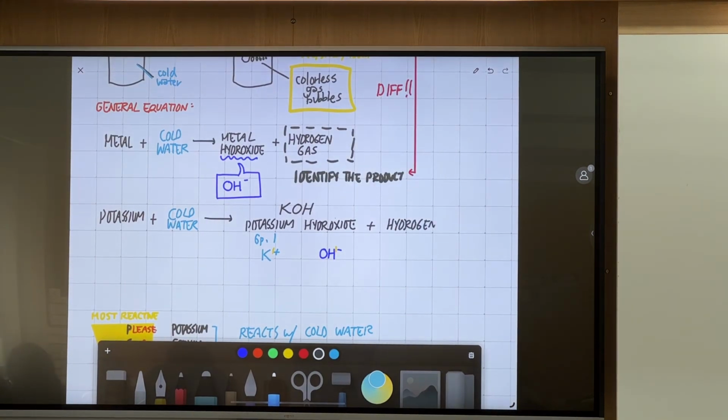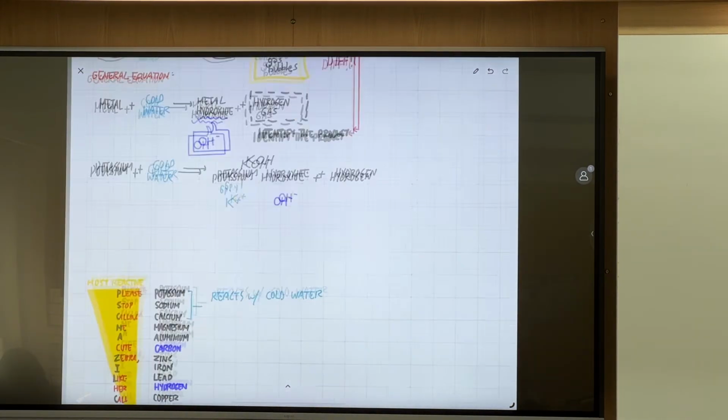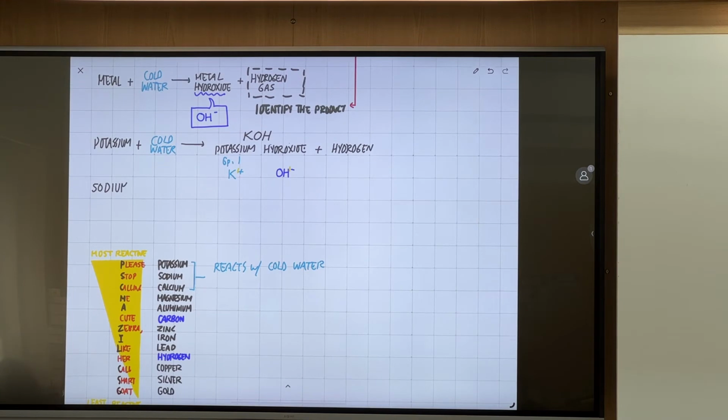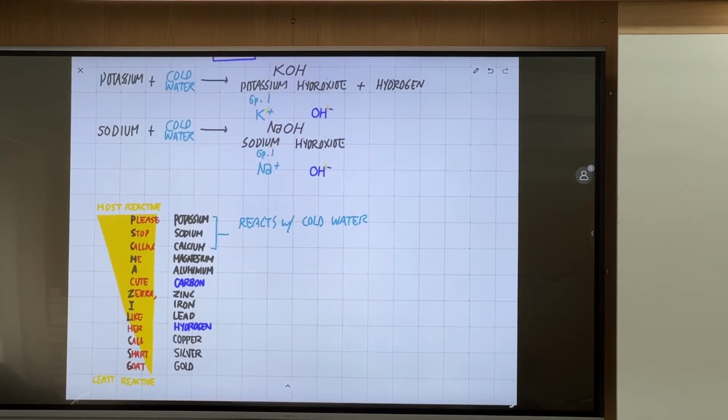What about sodium? Let's try two more equations here. What about when you have sodium and cold water? What do they react to give? Sodium hydroxide. So what's the formula this time? What is the symbol of sodium? Na. Yeah, S is sulfur. So we have sodium hydroxide. Because sodium is also from group 1, it will have a very similar formula to that of potassium hydroxide. But what is tricky is the calcium one.